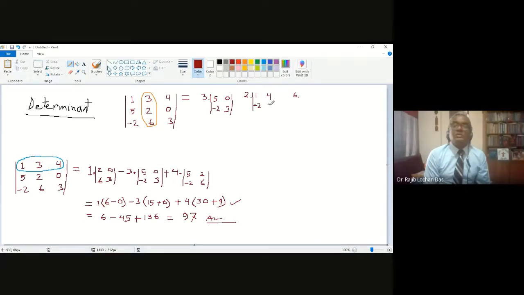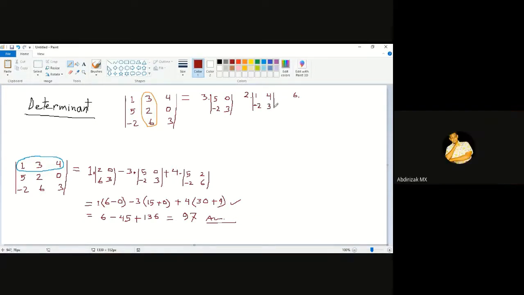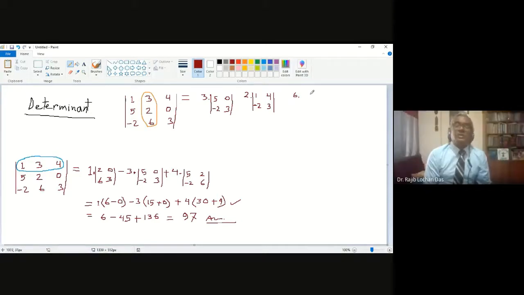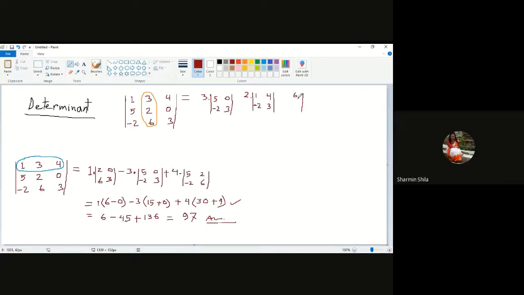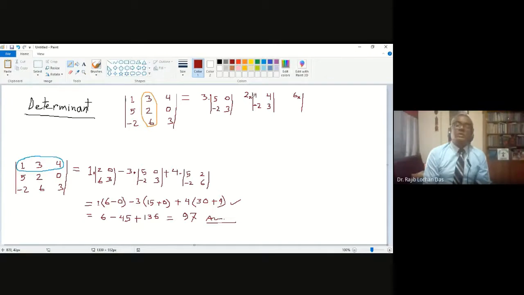Do you understand this? Yes, sir. So what about 6? What will be the determinant with this? With 1, 4, 5, 0. Yeah, Abukar Dahir, do you agree? 1, 4, 5, 0.